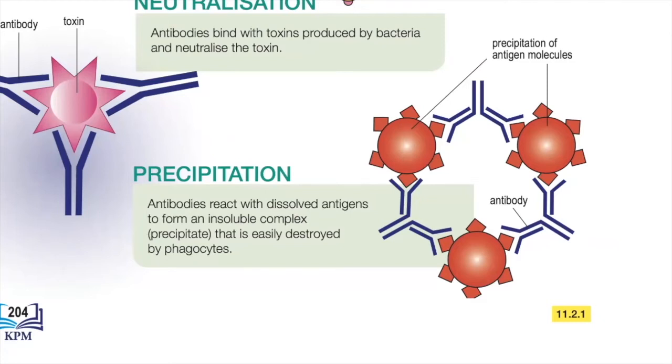Maksudnya dia akan jadi pepejal lah. Faham tak? Bila dia jadi pepejal, it's easily destroyed by phagocyte. So bila dia dah mengeras ataupun dia dah jadi solid kan, so phagocyte pun akan buat phagocytosis to kill, to eat this one. Okay.